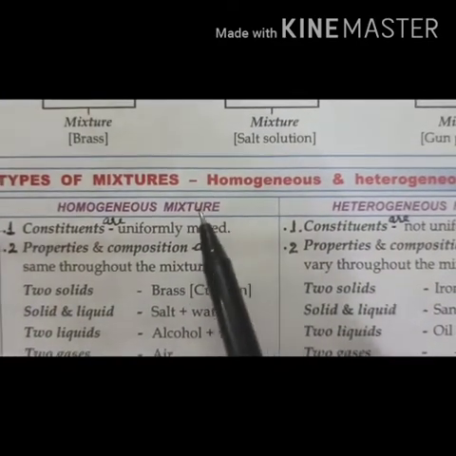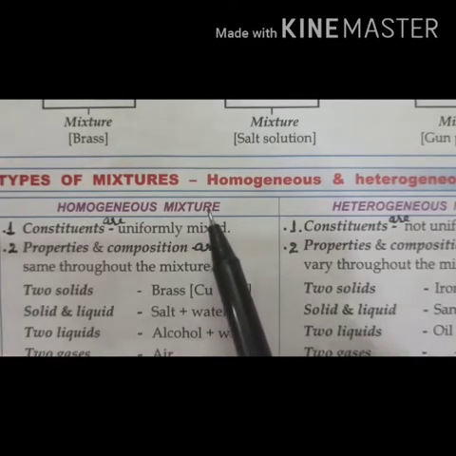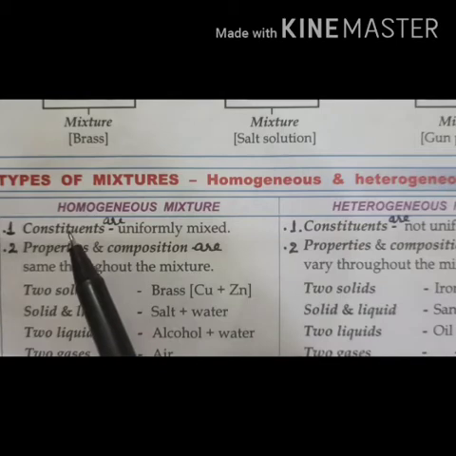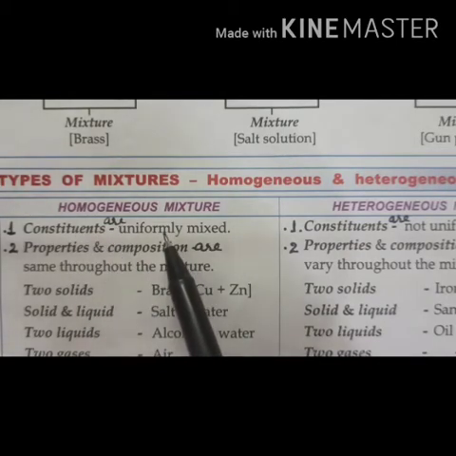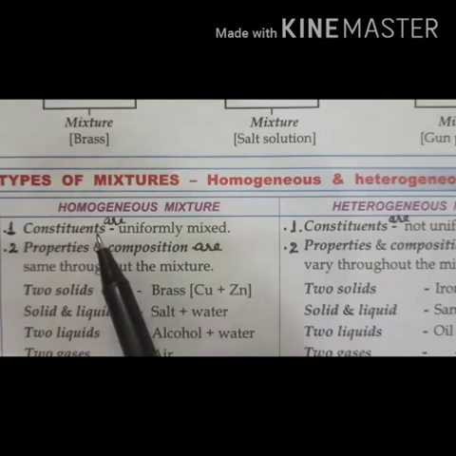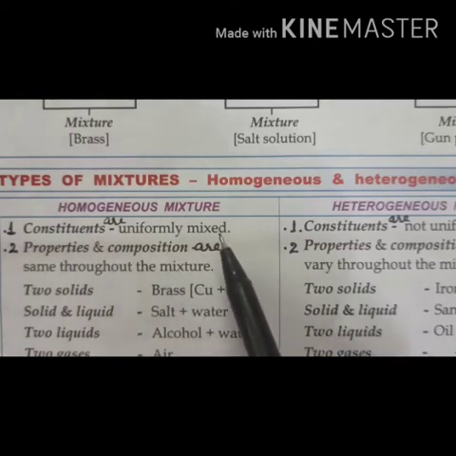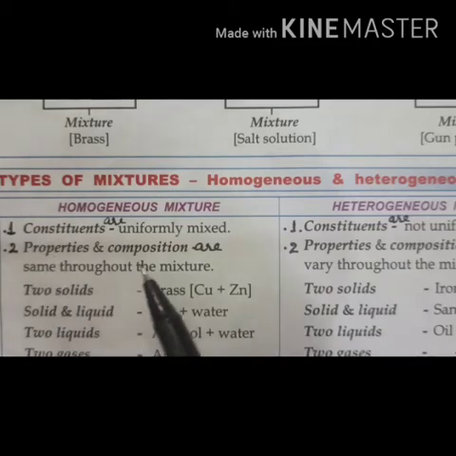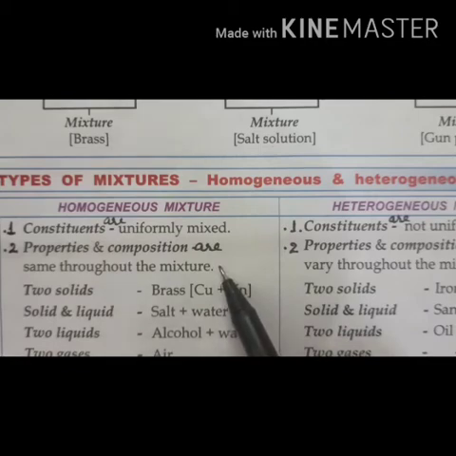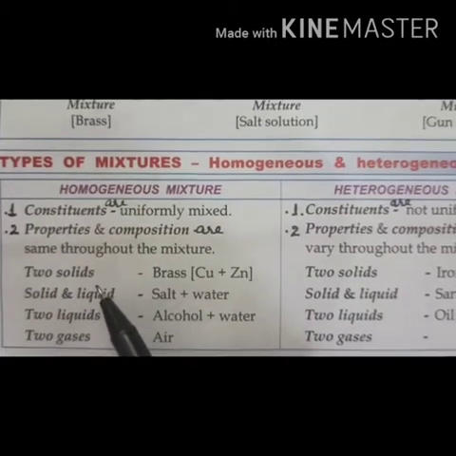Now first we will talk about the homogeneous mixture. What is a homogeneous mixture? It is a mixture in which constituents are uniformly mixed. Constituents means the components. Suppose when you are mixing salt and water, the salt and water are two constituents. They are uniformly mixed. And second, the properties and composition are the same throughout the mixture. Right? If you see the properties and composition from any part of that mixture, they are always the same.